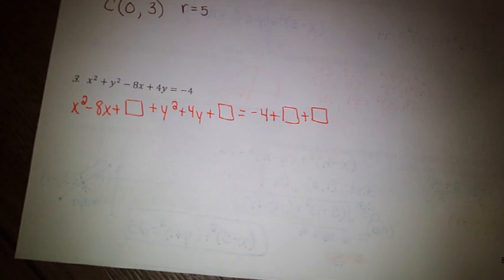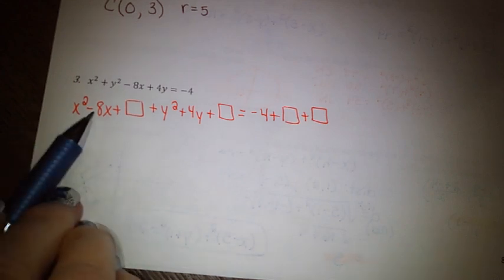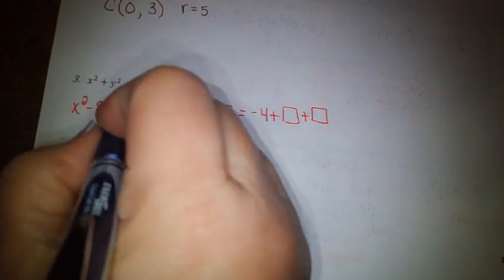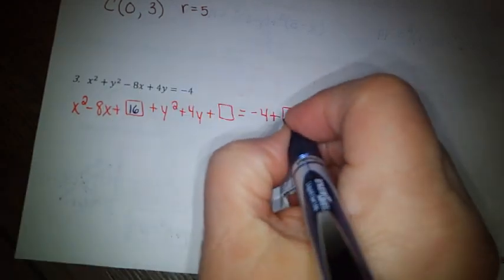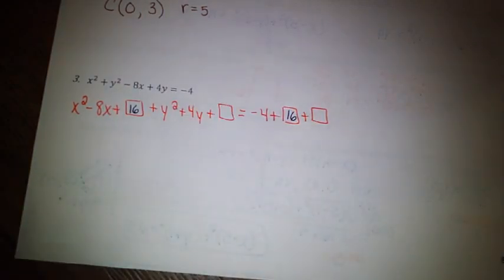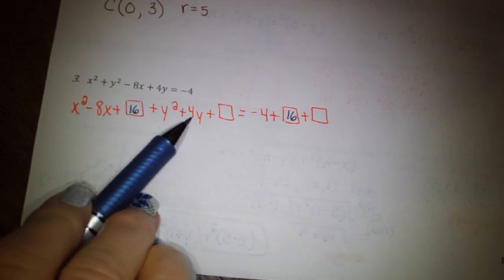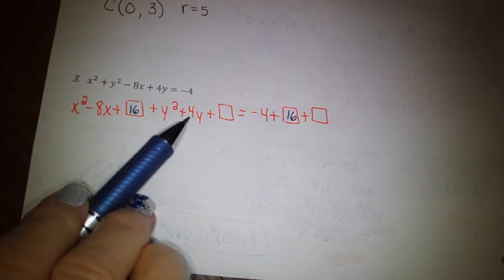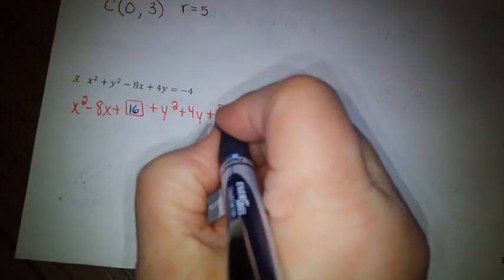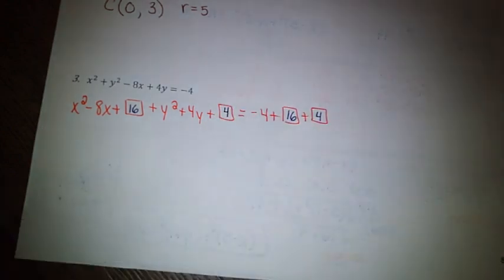So let's take half of negative 8, which is negative 4, squared is 16. We'll add 16 to both sides. For the y coordinate, I'll take half of 4, which is 2, and square it and get 4. And add 4 to both sides.